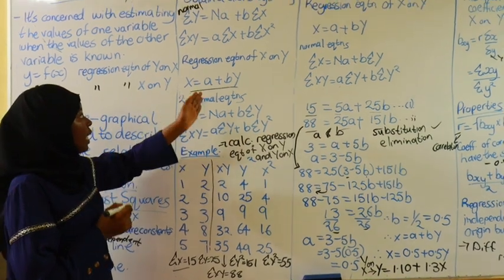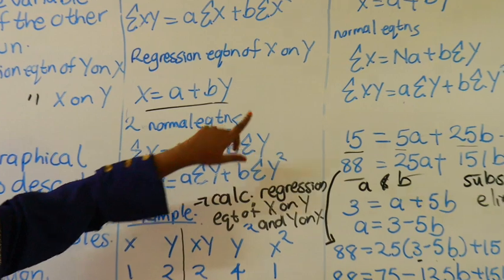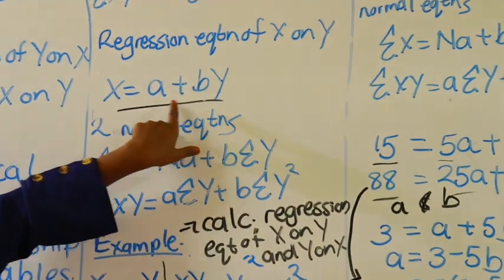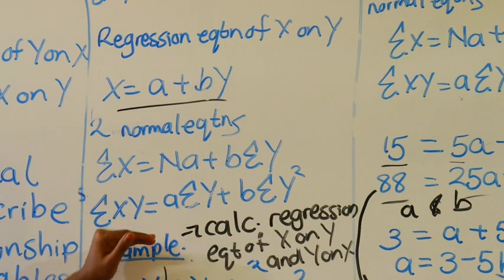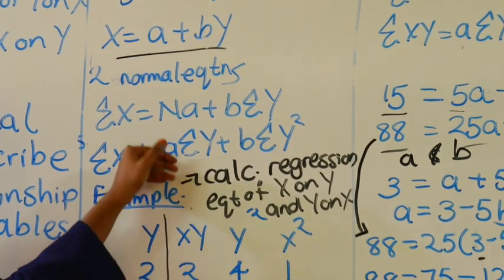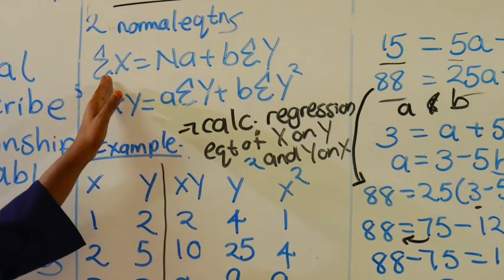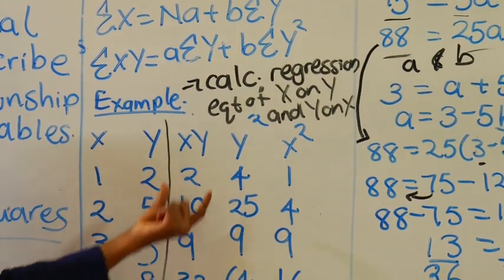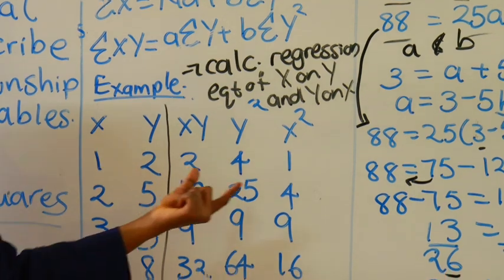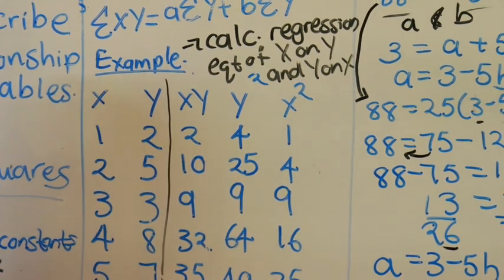So if it is x on y, your equation is supposed to look like this. After getting this equation, you're supposed to find what a is, what b is. How do you find a and b? By solving these two normal equations. How do you solve them? You solve them simultaneously. How do you get these values? From your data. Use your data to get summation of xy, summation of y squared, and summation of x squared.